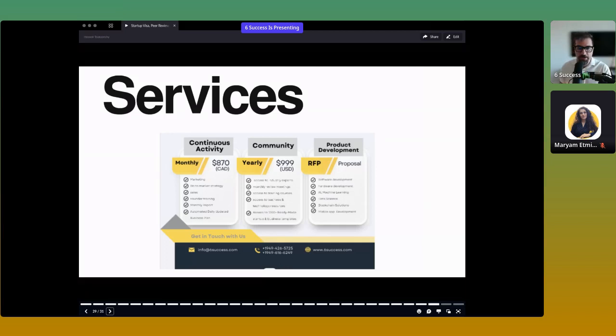Another one is the community. It's a yearly membership for $999 USD, per member. Any member in the startup can access the community and have all the assets that they need in order to be prepared and successful for their startup. And finally is the product development.